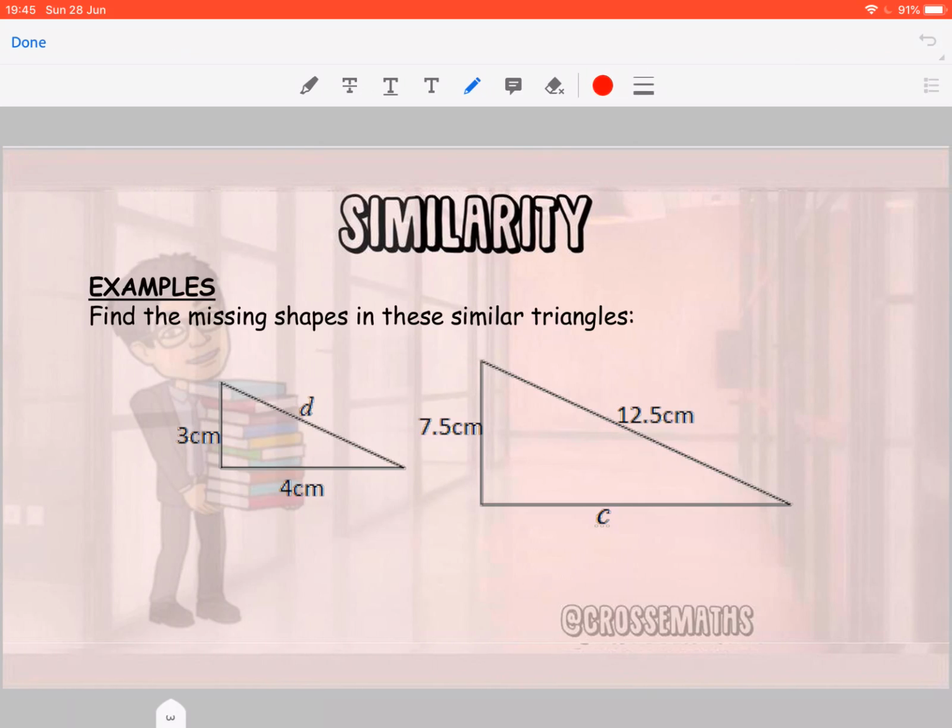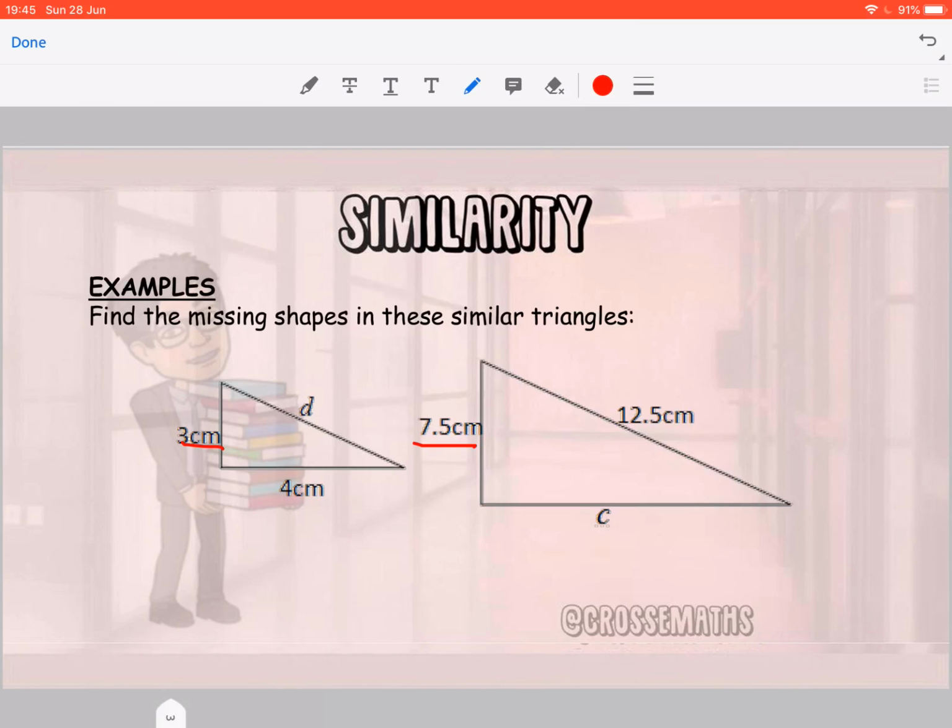If you look at the two here, you'll notice that there's two sides that correspond. A corresponding side can either mean both of the bottoms have got the numbers filled in, both of the lefts have got the numbers filled in, or both of the hypotenuses are filled in. You'll notice both of the left-hand ones are filled in. I've got a 3 and a 7.5.